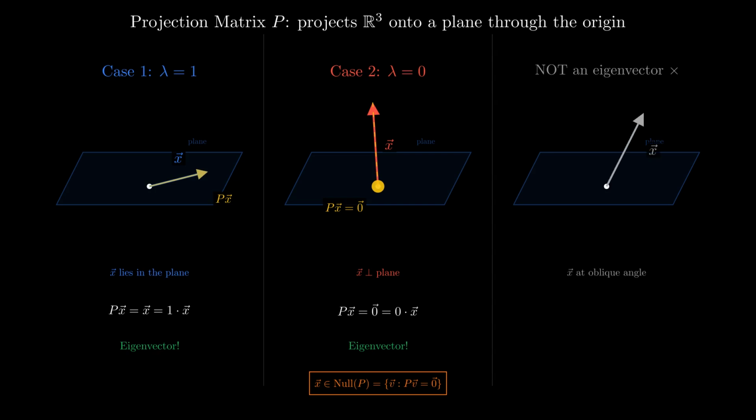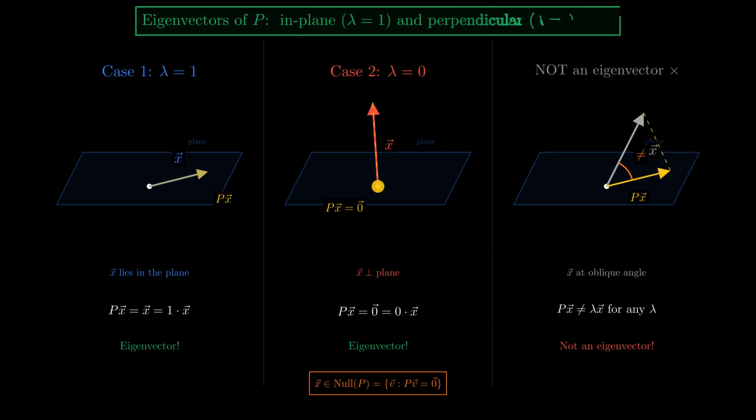Third case, a vector at an oblique angle, partly in the plane, partly perpendicular. Its projection lands in the plane, but it points in a different direction than the original vector. The output is not a scalar multiple of the input. This vector is not an eigenvector. Only the in-plane and the perpendicular directions qualify as eigenvectors.